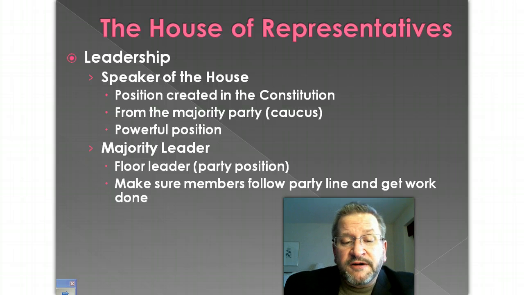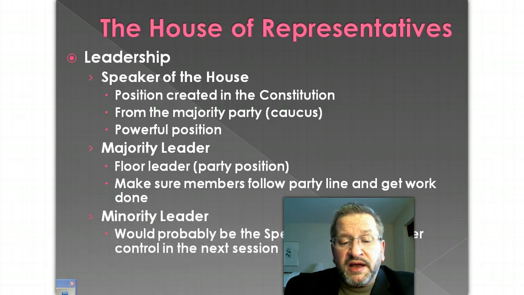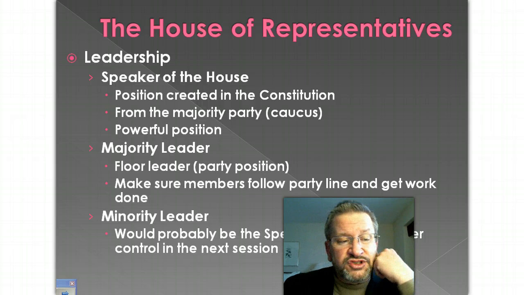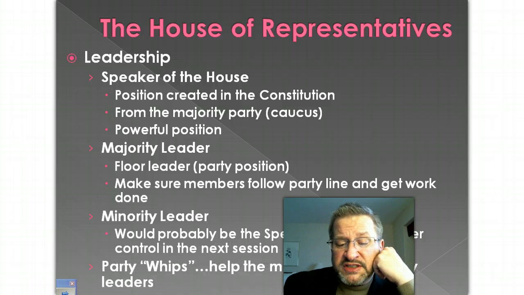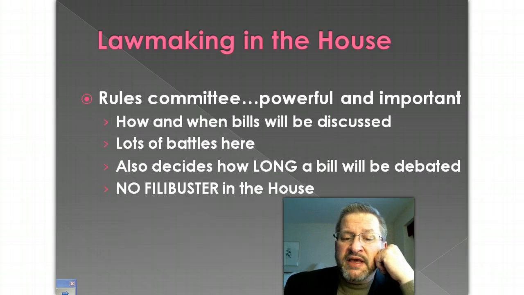The majority leader is the floor leader from the same party, and they help to make sure that the members follow their party line. Of course, the minority leader, the leader of the party that's not in the majority, is the leader of their group, and if they somehow win the majority in the House, then they would take over the Speaker position. And both parties have party whips that just help the majority and minority leaders keep their members in line.